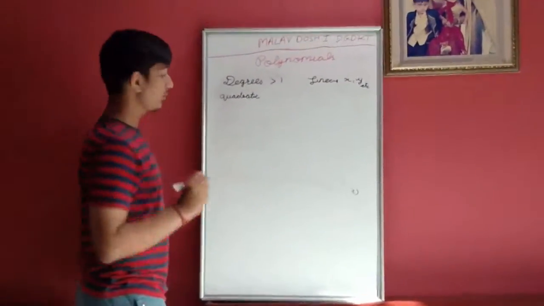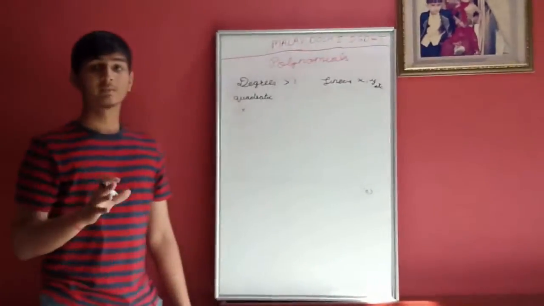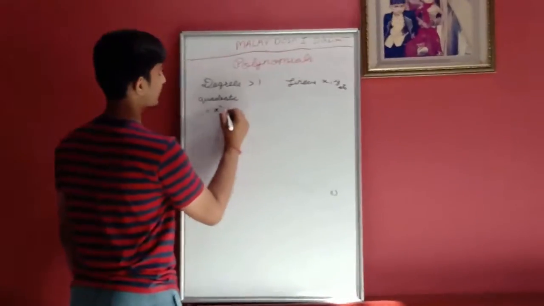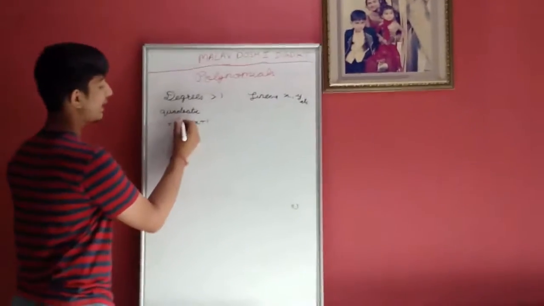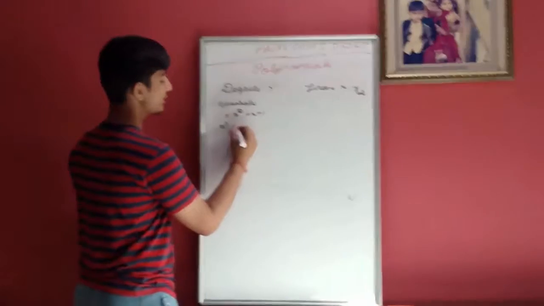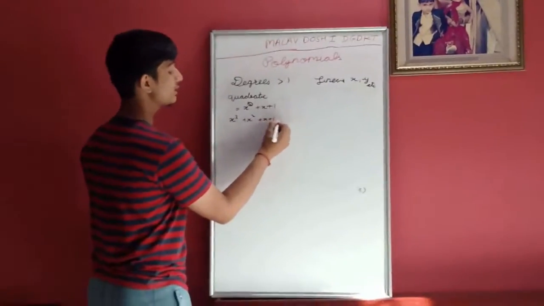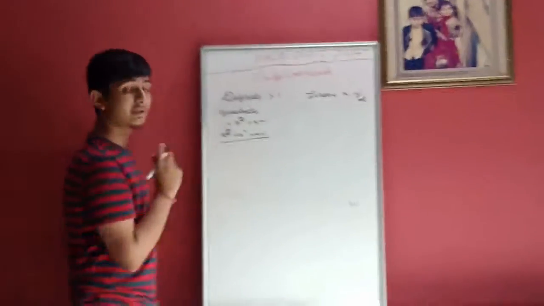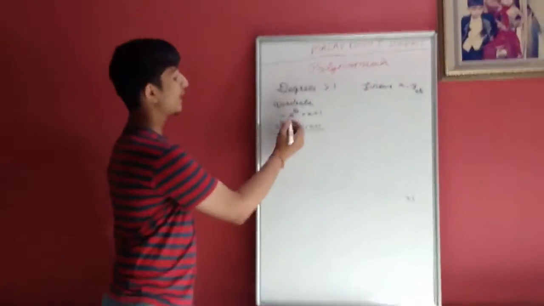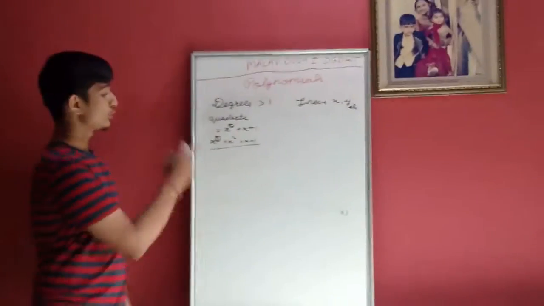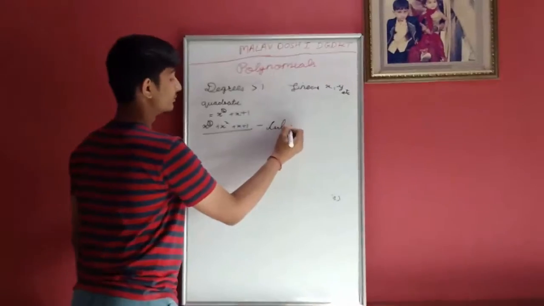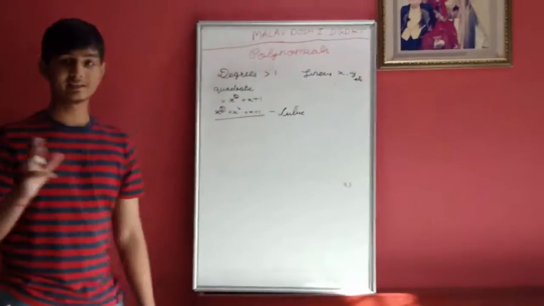Quadratic polynomials means the highest degree of that polynomial should be 2. For example, I took x square plus x plus 1, here the highest degree is 2. But remember one thing, x cube plus x square plus x plus 1 is not a quadratic because the highest degree is 3. So for being a quadratic polynomial, the highest degree should be 2. Now, this one is an example of cubic because the highest degree is 3.